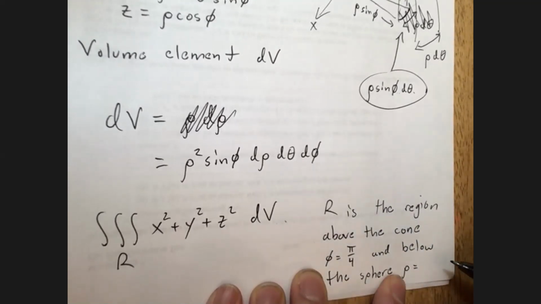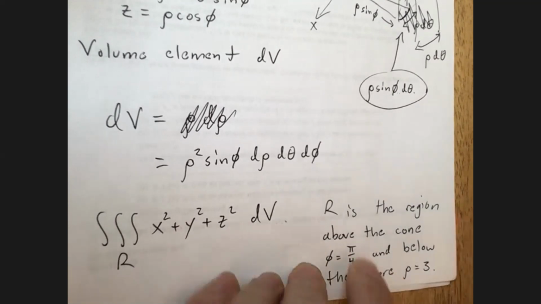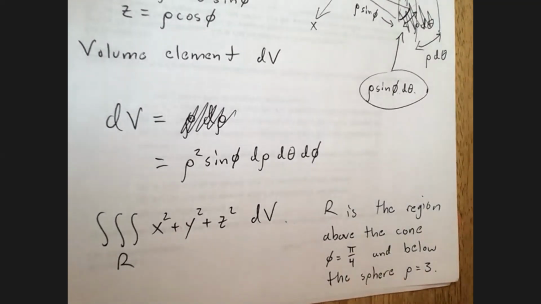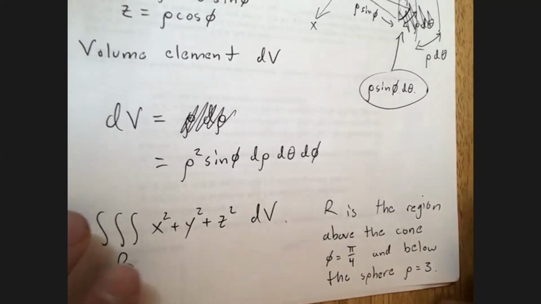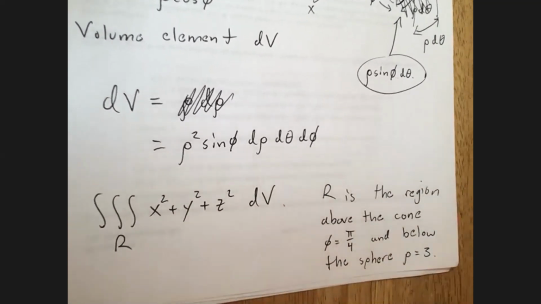You know, we keep doing 2 a lot. Let's do rho equal 3. I remember we had 2's appearing a lot in these problems, so I'll just make it a 3. Okay, so this is what we want to do.